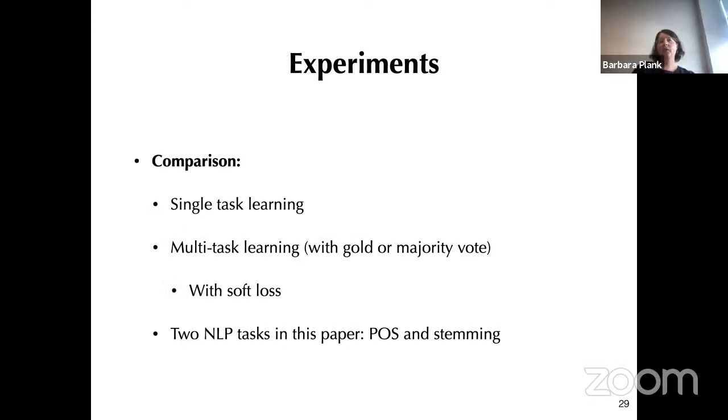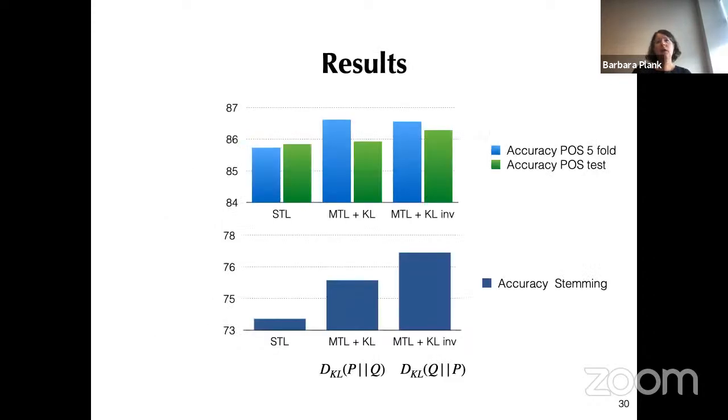We did compare the model which didn't use the soft loss auxiliary task with a model that did use the soft loss auxiliary task, and we looked at multitask learning with both gold and the majority votes, and then integrate the soft loss as an additional training signal. We tried this on 2 NLP tasks in this paper, but we later extended it to many more tasks. And we looked at part of speech tagging again, and there was also a dataset about binary stemming detection, essentially.